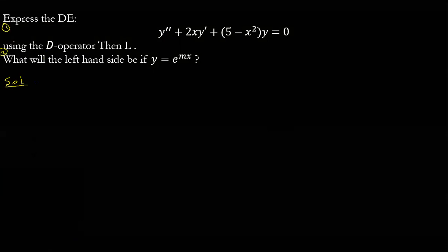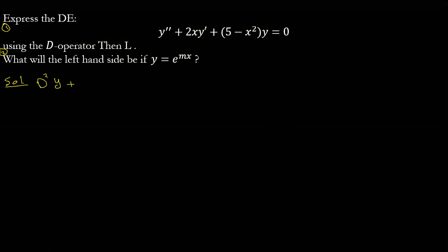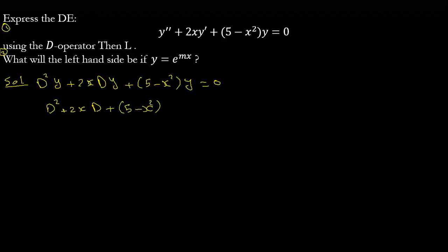D power 2 of y. D power 2y. Great. Plus, continue please. 2x dy dy, great, plus 5 minus x squared y equals 0. So this is the expression of my differential equation in terms of D operator. Now, if I need to write in terms of L operator, I can write the following: D squared plus 2xD plus 5 minus x squared, all between brackets, y equals 0.